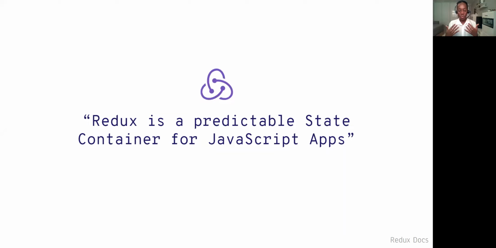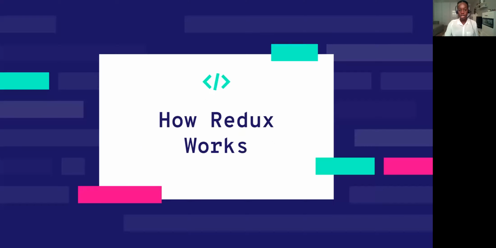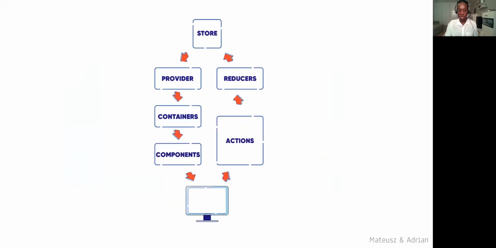So basically, from the documentation, Redux is a predictable state container for JavaScript apps. What that means is that Redux wants to work in a way that it's predictable. You have an input and you do something with that input and it returns the expected output. So let's look at how Redux works. How does the flow of Redux work?